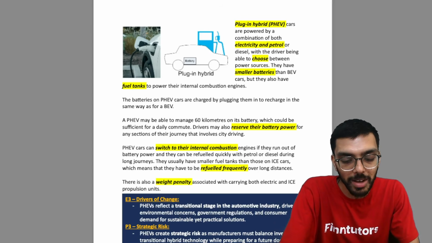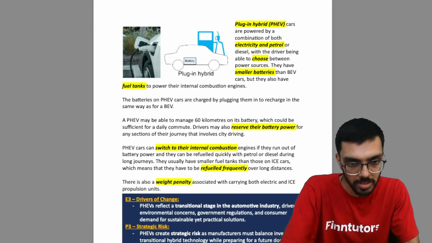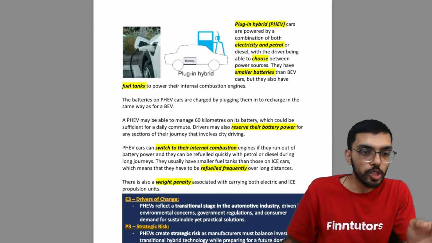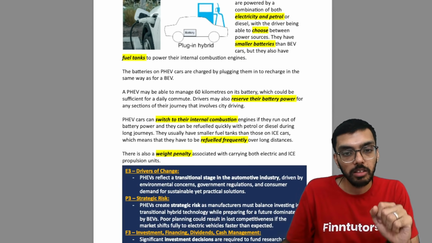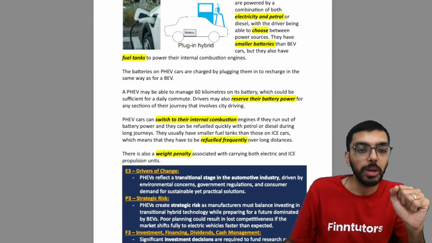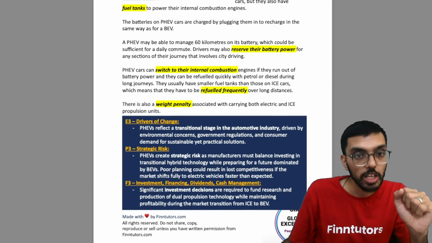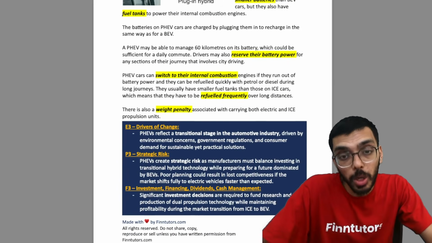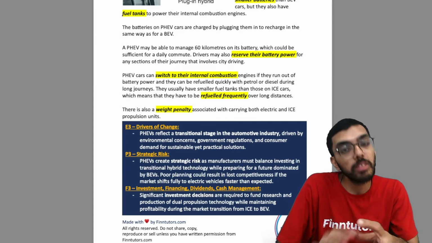So you are compromising on something, you are gaining something. There is also a weight penalty associated with carrying both electric and ICE propulsion units. So the weight will also be higher, fuel consumption will also be higher, but you have the battery option.